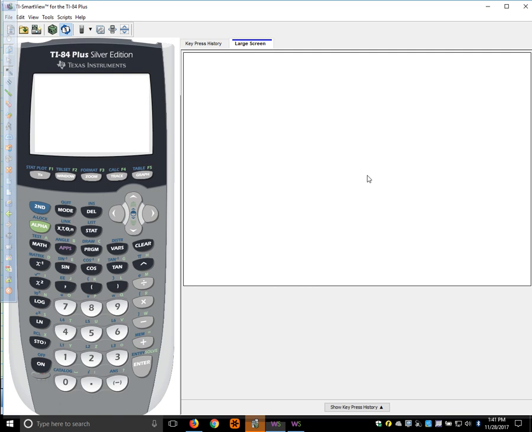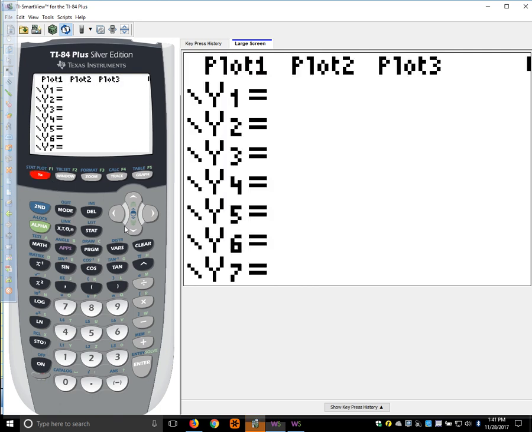There was a problem on the homework. There might be a problem like that on this homework, where it asks you to use the table in your calculator to find the terms of a sequence. So what you want to do with that is, let's say the sequence is n, so I'm just going to do an x times x minus 1, and that's the nth term of my sequence.